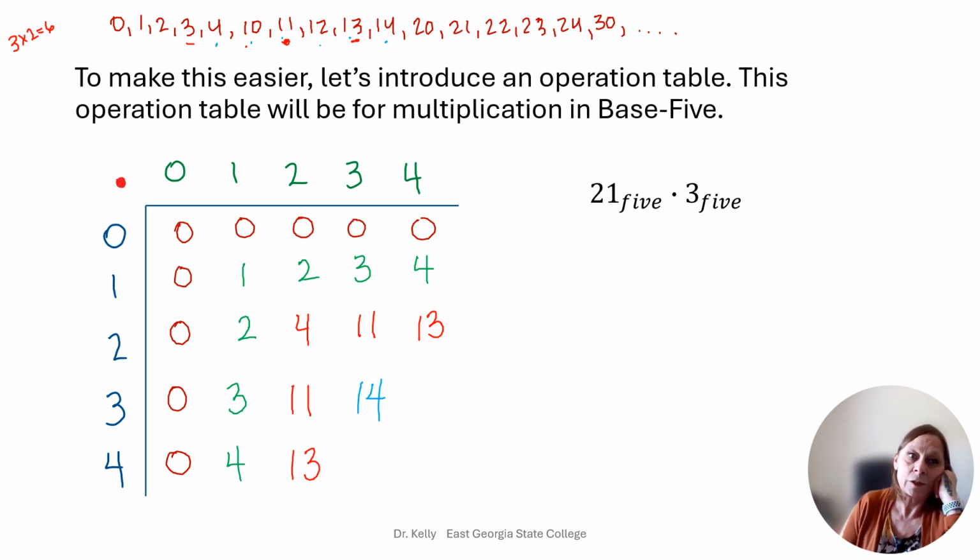3 times 4 is 12. So 4, 5, 6, 7, 8, 9, 10, 11, 12. That's equal to 22. 3 times 4 is 22. And then finally, 4 times 4 is 16. So here we are at 4, 5, 6, 7, 8, 9, 10, 11, 12, 13, 14, 15. Oops, we need one more. 16, which is 31 in base 5. And that is going to be that last digit for this.